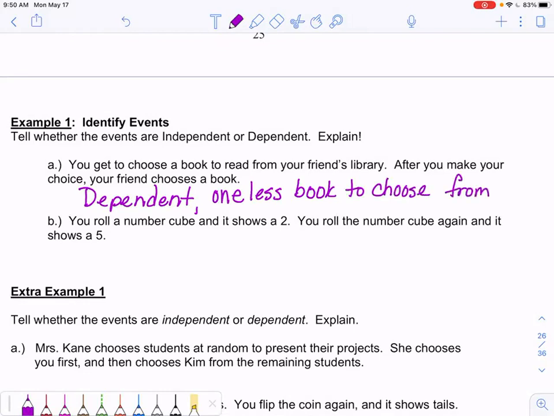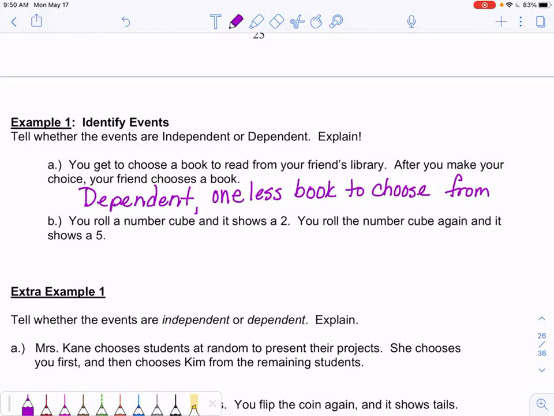So your friend has one less book to pick from as well. That's dependent. So you pick a book first, you're keeping that book, and now there are less options, one less option for your friend to choose from. That's called a dependent event.